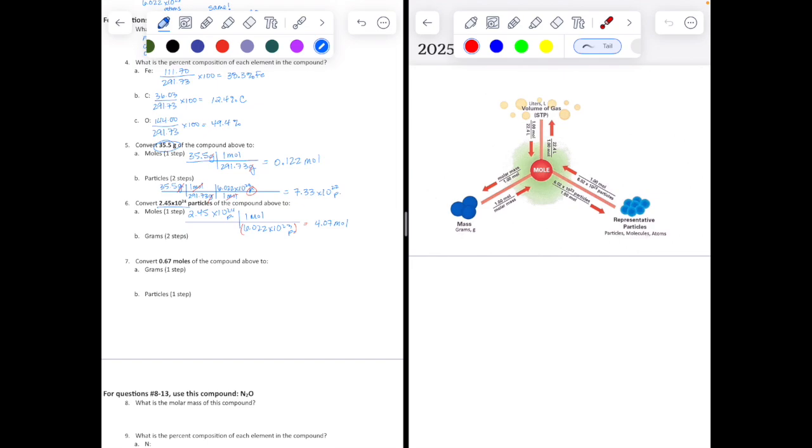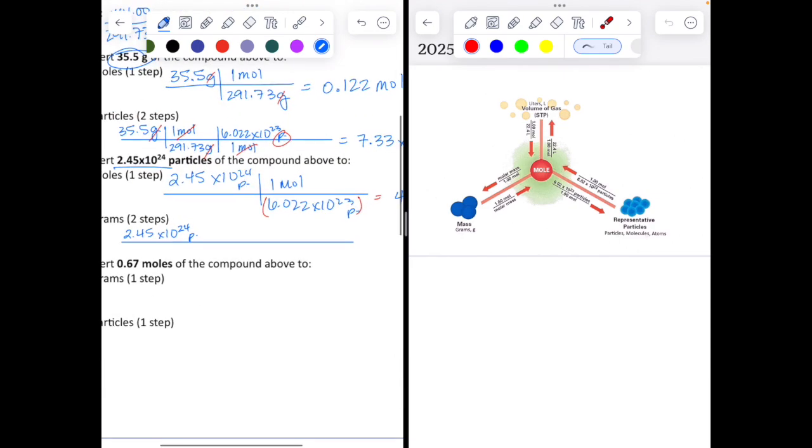Okay. B, we're going to start out similar. We're going to do that first step the same way. But then to go to grams, the step that we're going to add is molar mass over 1 mole. And we got that from our mole map over there. And then 1 mole on the top. So the molar mass was 291.73. That's grams over 1 mole. Molar mass is in grams per mole.